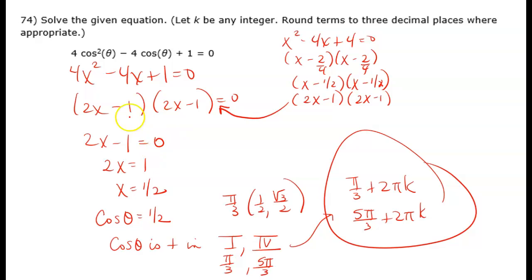Okay, set each one equal to 0. Since they're both the same, I don't have to do it twice. So I get x equals 1/2. So since x was cosine up here, I'm going to substitute my cosine back in the place of x, and I get cosine of theta is 1/2. So cosine is 1/2 for my pi over 3 angles. Cosine is positive in the first and the fourth quadrant, so I need my pi over 3 angle from the first and the fourth quadrants. In the first quadrant, that is just pi over 3, and in the fourth quadrant, it is 5 pi over 3. So I've got pi over 3 plus 2 pi k and 5 pi over 3 plus 2 pi k.